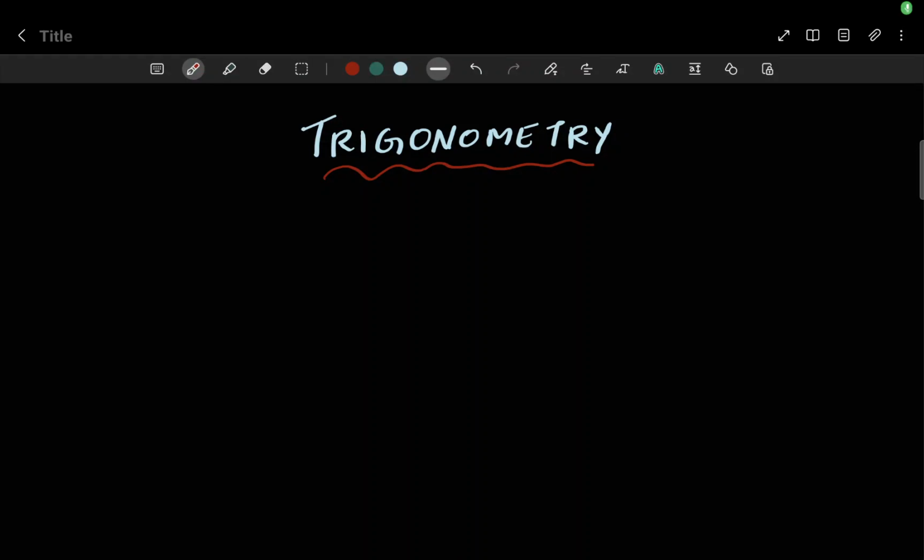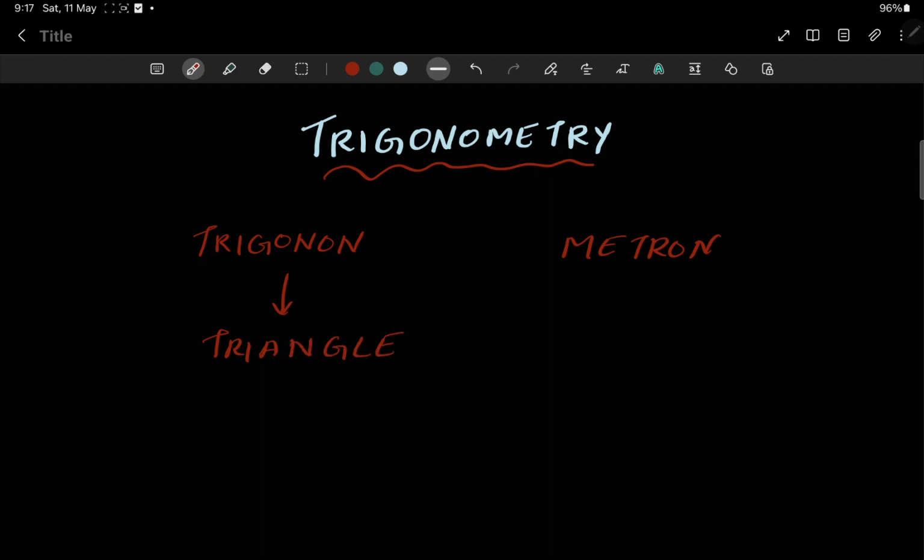So, we are diving into a new section called trigonometry. Trigonometry has derived its name from two Greek words, trigonon and metron. Trigonon means triangle, and metron means measure.